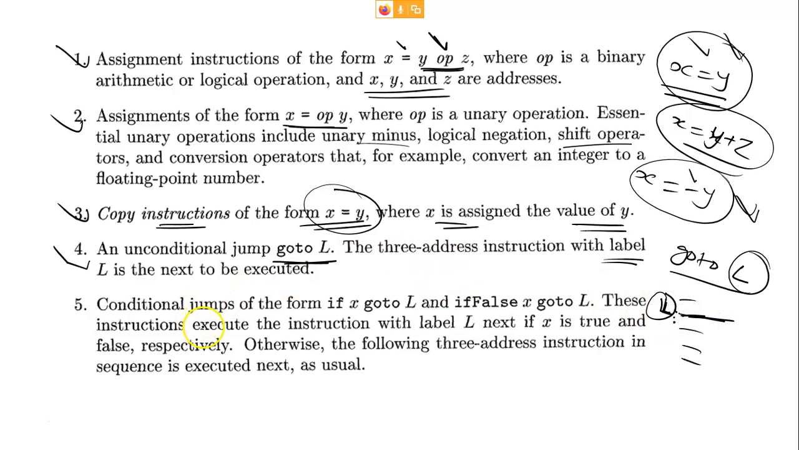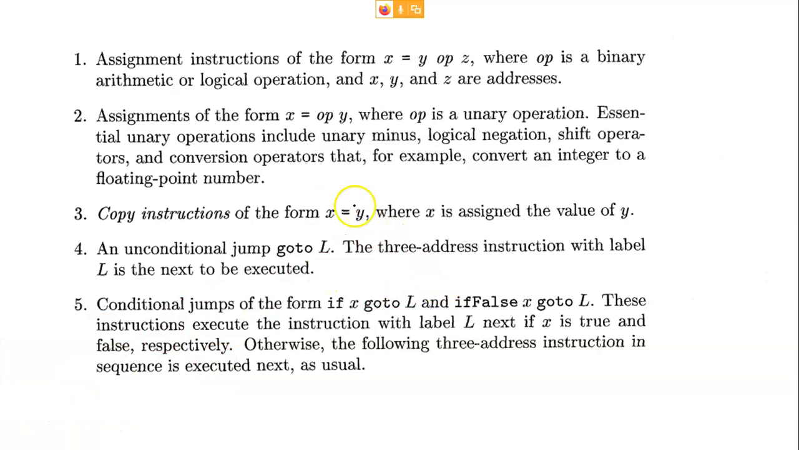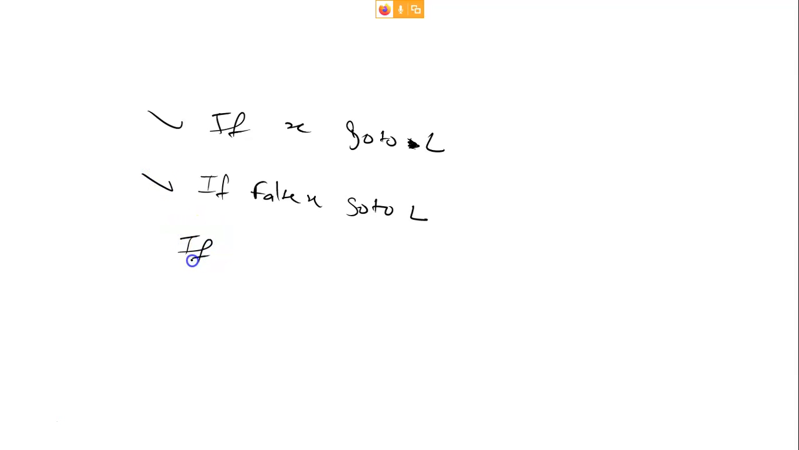Okay, so next we have conditional jump. For this conditional jump we have this type of statement: if x, basically if x is true, then go to L. This is also a 3 address code instruction. Also we can say if false x, meaning if x is false, then go to L. So this is also allowed. Also I can use this type of instruction: if x relop y, some relational operation, then go to L. So this is also allowed. These three are also 3 address code instructions that we will use.